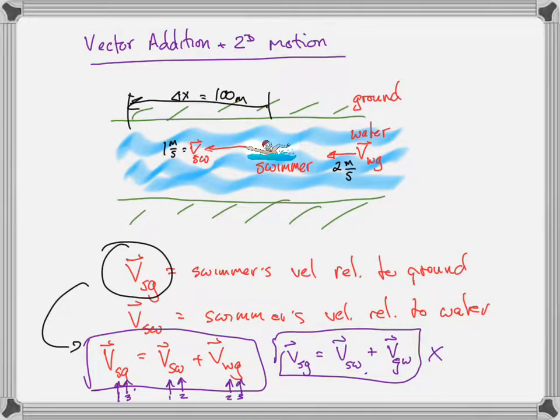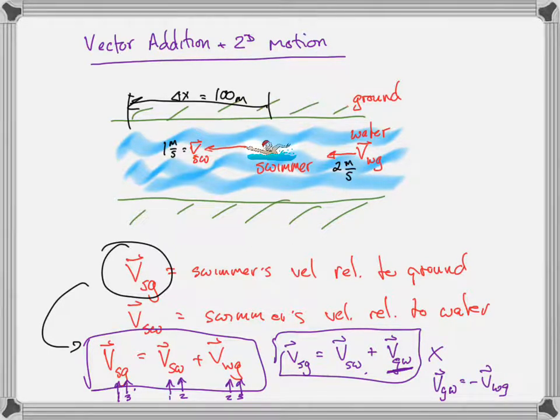So it's always the velocity of the first object to the third object is equal to the velocity of the first to the second plus the velocity of the second to the third. If I were to give you the velocity of the ground relative to the water, which would be silly, you would have to take the negative of that. The velocity of the ground relative to the water is equal to the negative of the velocity of the water relative to the ground.